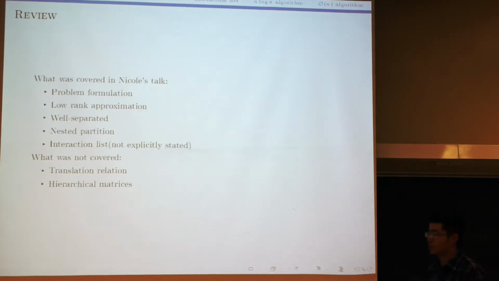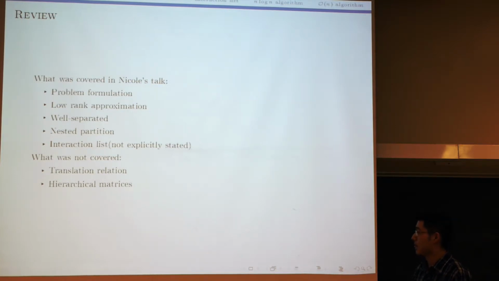Before we start, let's review Nico's talk last time. Actually, almost all the ideas in Fast Multipole Method were covered in Nico's talk. For example, problem formulation, low-rank approximation, and the concept of well-separated and nested partition and interaction list, although not explicitly stated, but she drew a picture to explain the interaction list.